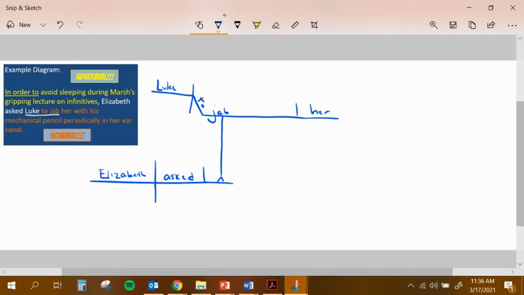And so I say, okay, he's jabbing how? With pencil, his pencil, mechanical pencil. Let's add those in. If I can spell things correctly. With pencil, his pencil, mechanical pencil. And then I have him jabbing how periodically.